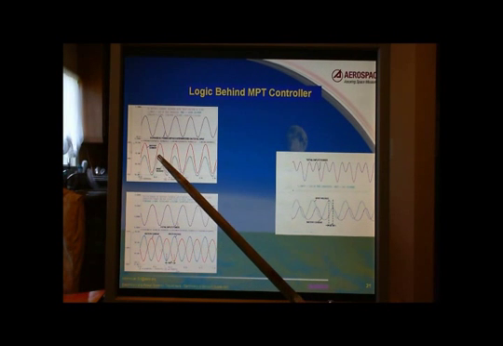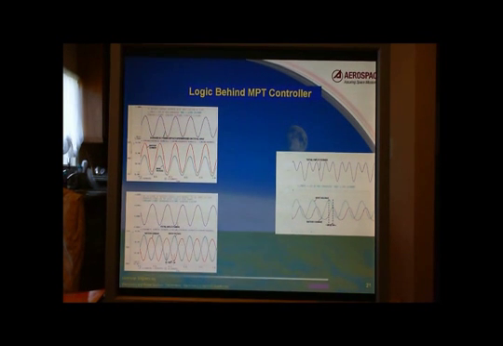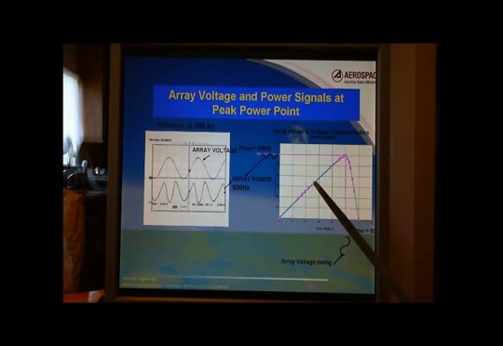The sourcing voltage in blue, as we can inspect from the plot on the upper left hand corner, has an in-phase relationship with the power signal. This corresponds to the power operating point on the left side of the peak power point, such as this point, where the power variation and the sourcing variation are in phase to each other.